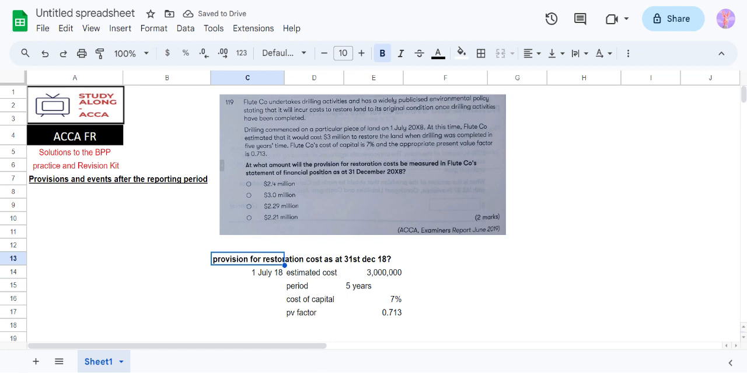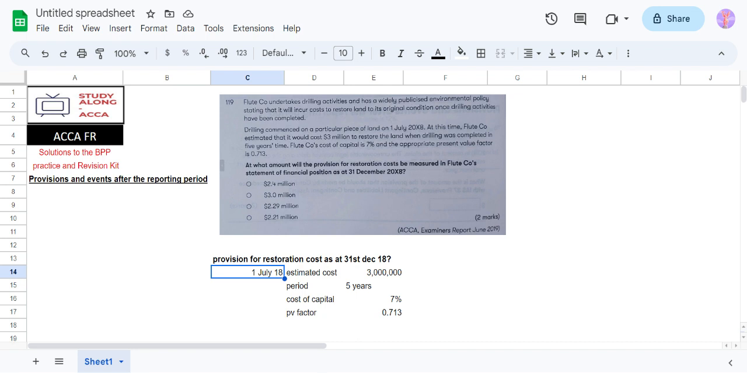Now let's read the question in full. So Fluid company undertakes drilling activities and has a policy to restore land after they complete their drilling. There is a drilling commenced on a particular piece of land on 1st July 18. So they started drilling on 1st July 18.